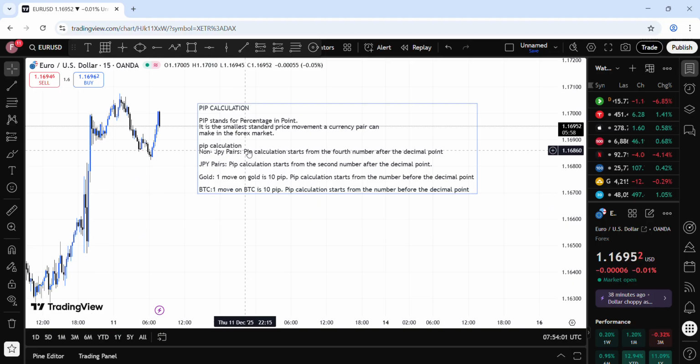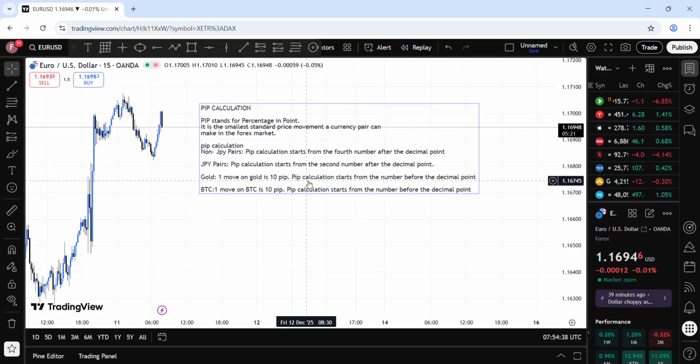So to calculate pips, we have the non-JPY pairs and we have the JPY pairs. Let's start with the non-JPY pair because we're looking at Euro USD, and Euro USD is a non-JPY pair. It does not have JPY as the base or the quote currency. So when you have non-JPY pairs, the pip calculation starts from the fourth number after the decimal point.